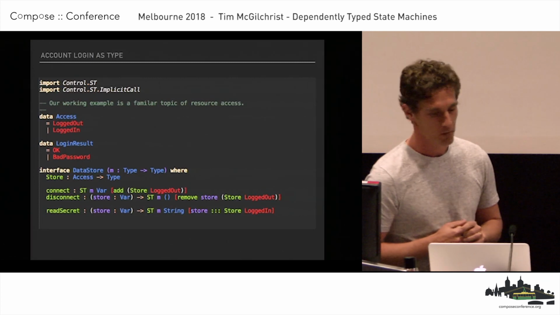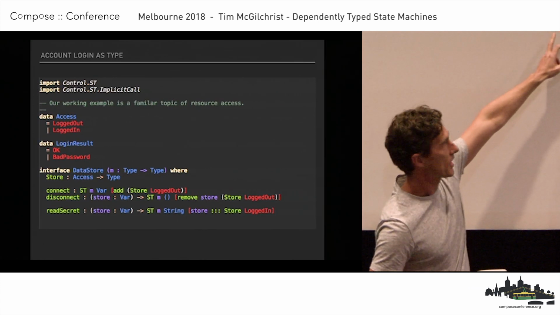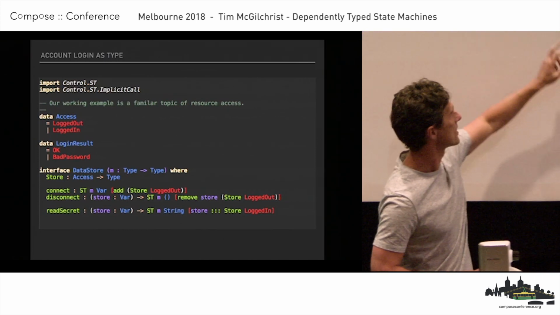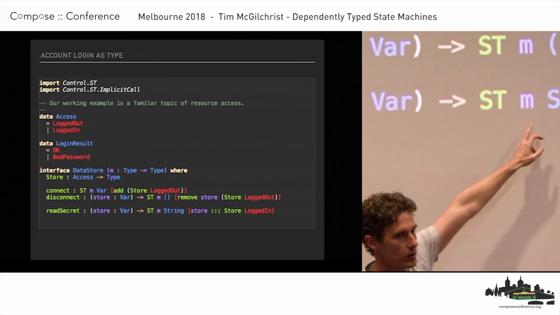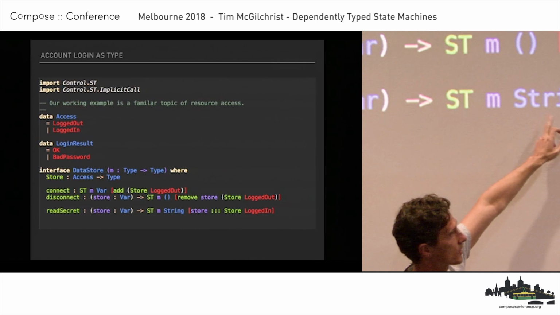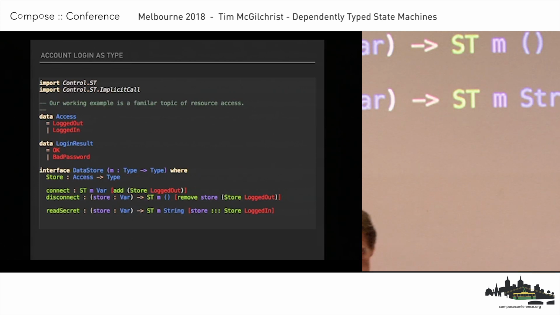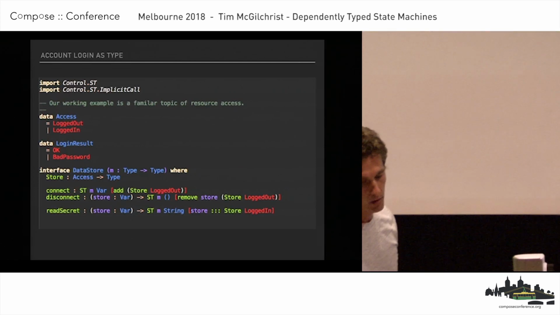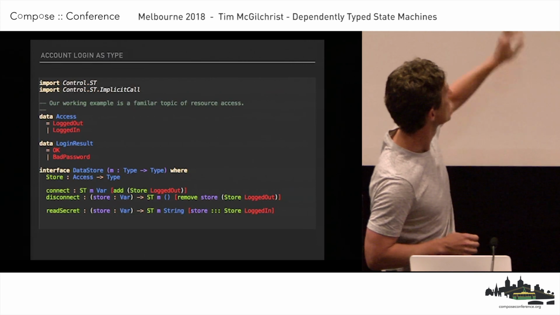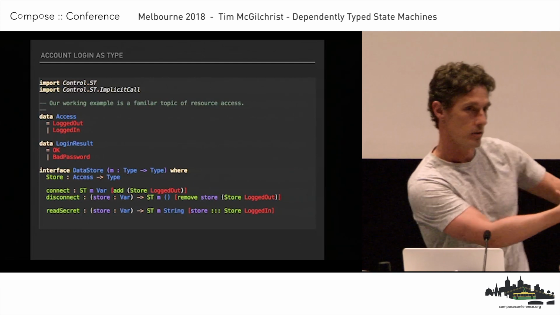So let's decode this ST. So this is our state type that we're getting from control state. And so we can read this as state, and this M is some sort of underlying monad. This is the return type from the function, and these are the resources that it uses. So if we look at the connect one, it's taking in some sort of variable, and then it's adding a store state of logged out. So it's initializing the resource.